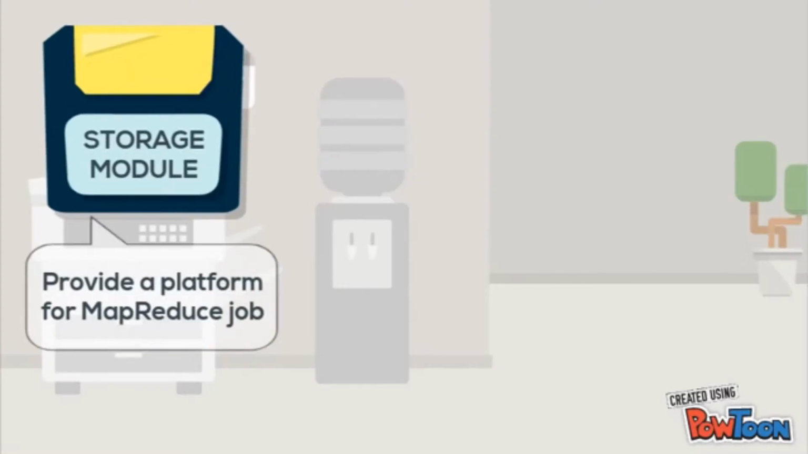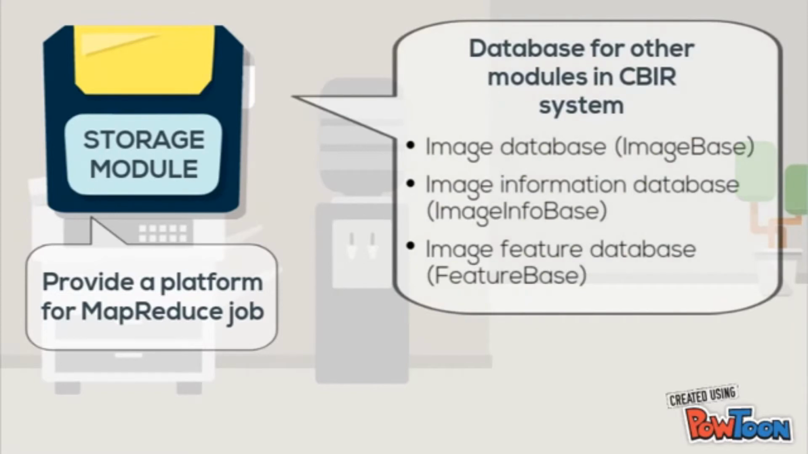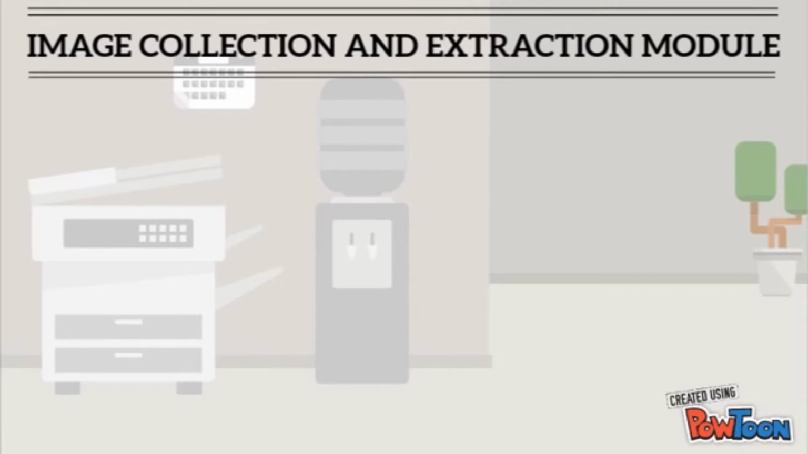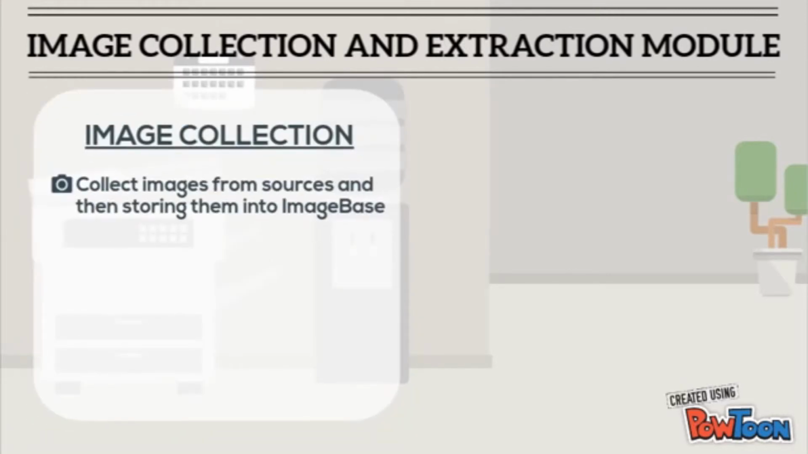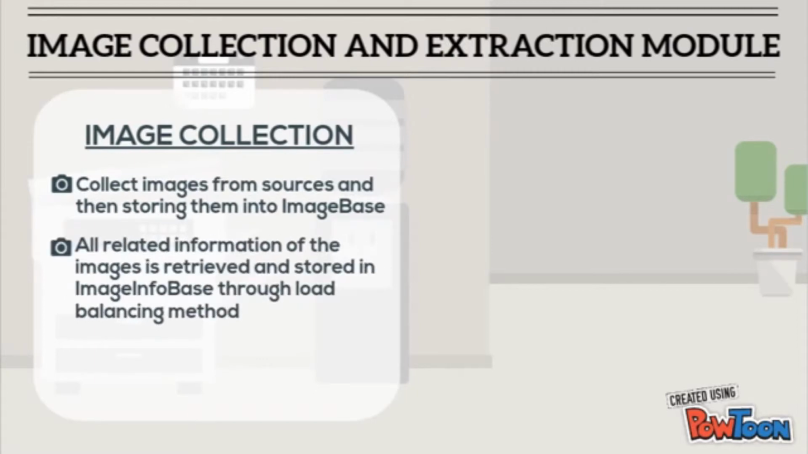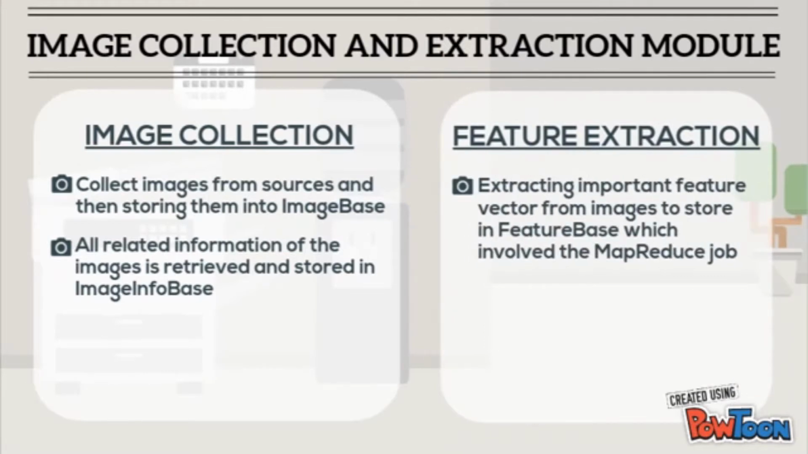The storage module provides a platform for MapReduce jobs, and it acts as a database for other modules in the CBIR system, which consists of an image database, an image information database, and an image feature database. In the image collection and extraction module, image collection is used to collect images from a source and then store them into the image base. All related information of the images is retrieved and stored in the image info base through a load balancing method. Feature extraction extracts important feature vectors from images to store in the feature base, which improves the MapReduce job.